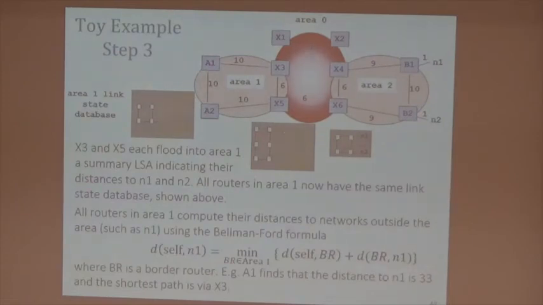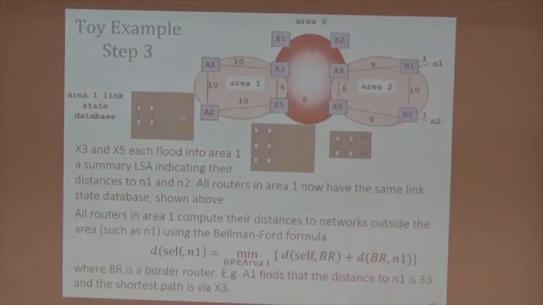So this is how the information goes to area 0, which is the backbone, but it's not over. We also need the information to go to all areas, but from the backbone it will go to all other areas, because any area must be connected to the backbone. For example, X3 and X5 are both in area 1 and in the backbone. So X3 has done the computation I've shown before. X5 did a similar computation.